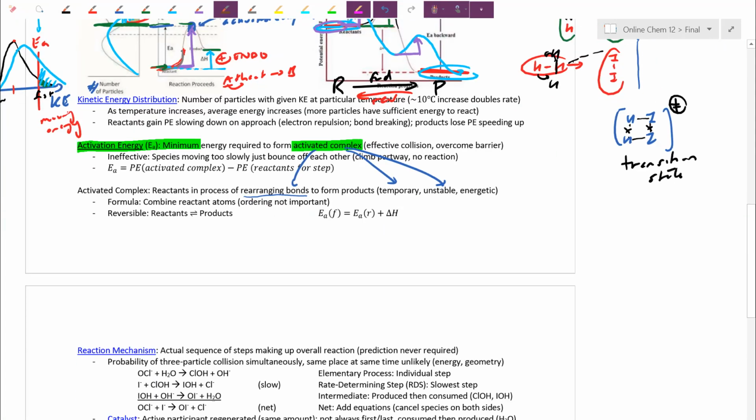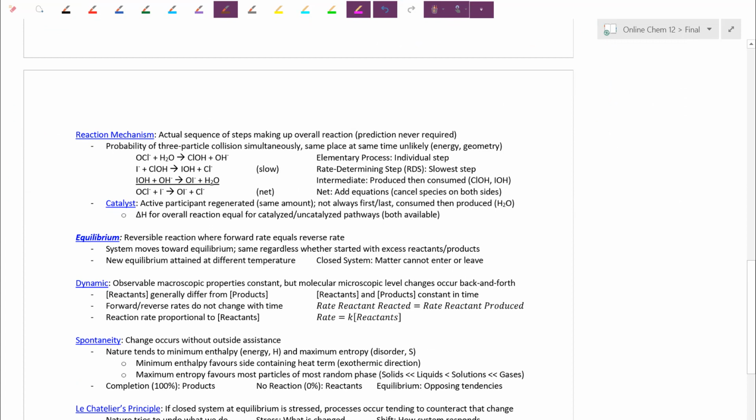So on the back side here, we finished off with some mechanism work. A mechanism, again, is the actual sequence of steps, the actual ordering of which happens first, which happens afterwards, to make up the overall equation. Let's say this is the mechanism. So this one here is going to be step 1, step 2, step 3. They're not going to ask you to propose a mechanism from scratch. At best, they can give you this, and they can ask you, well, what's the net reaction?